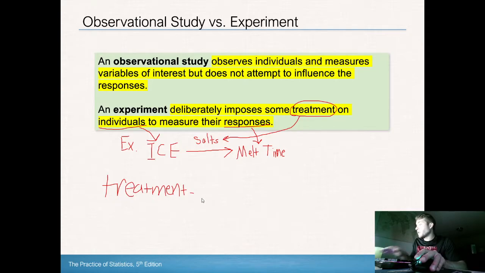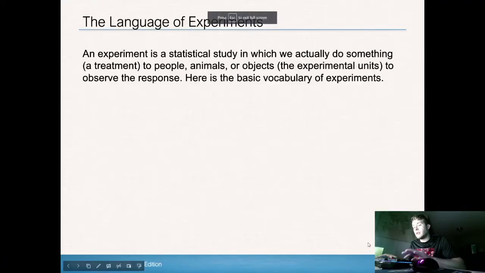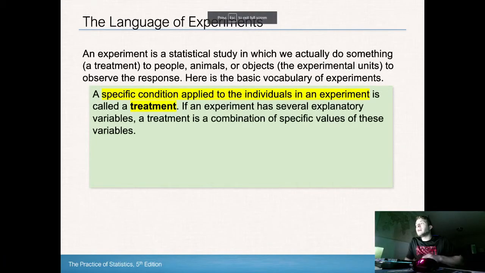So let's go ahead and write down the definition for a treatment. The treatment is a specific condition applied to the individuals in an experiment. So go ahead and write that down. I'll make sure I pause and you're able to write it. We've got this idea of a treatment, and that's what you're looking for when you're reading a problem and trying to identify. This is actually one of the iMath 3 standards, being able to identify the difference between those.